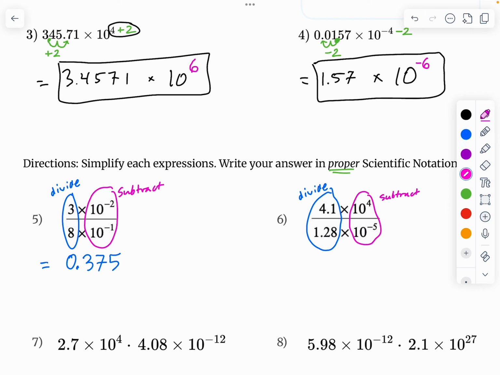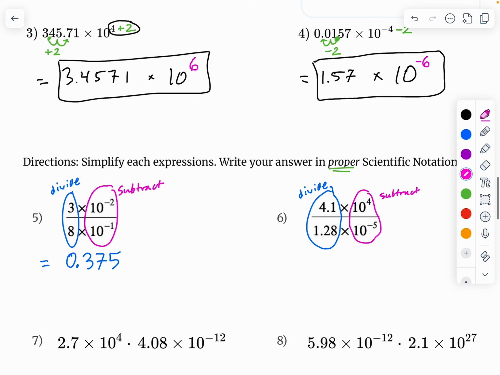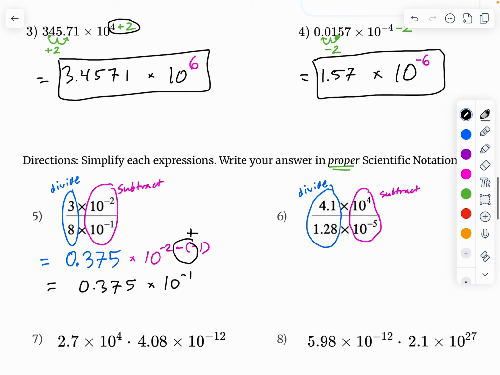375, let's go. Okay. Now, the rule for the exponents of division is the quotient rule. I must subtract. So if I do -2 minus -1, we get a happy face. Yeah, 2 negatives makes a positive. So we have 0.375 times 10 to the -2 plus 1. -2 plus 1 is -1.